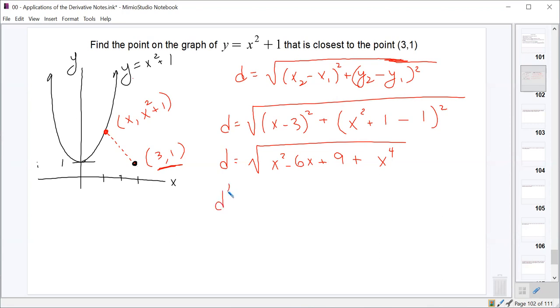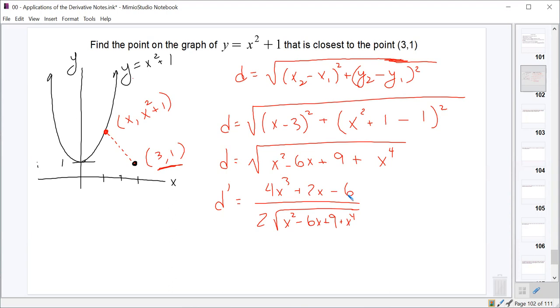So our derivative, d prime, well, this is just a pretty straightforward radical function. So it's 1 over 2 root x squared minus 6x plus 9 plus x to the 4th. And in the numerator, we'll get the derivative of what's inside the radical. I'll put this 4x cubed term from the x to the 4th first, and then plus 2x minus 6.